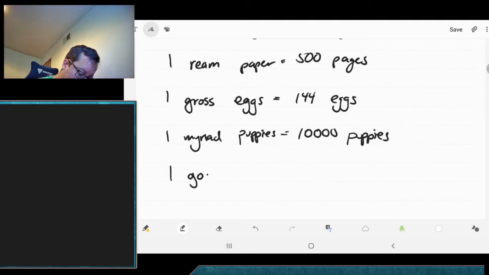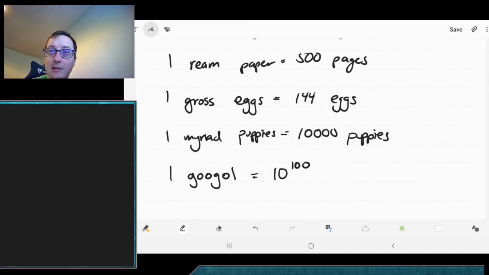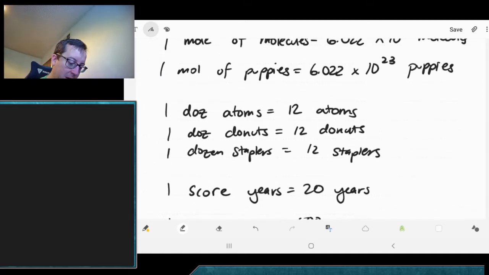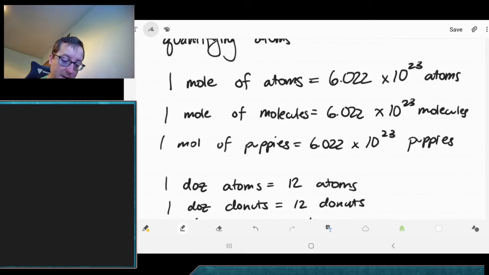1 Google, spelled like this, is 10 to the 100th power of whatever you're looking at. So if you're looking at 10 to the 100th jury duty summons, you could say you have a Google of jury duty summons. Whatever. All these can be applied to any unit or thing we're counting. So the mole here is really the same idea. It's just a special number.